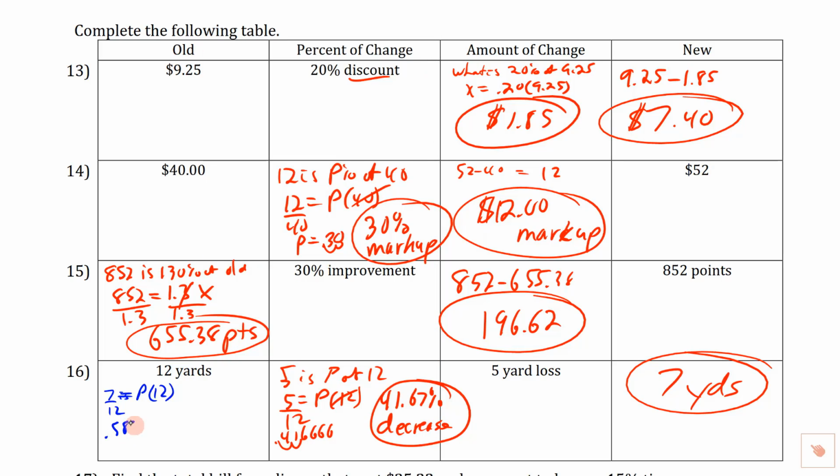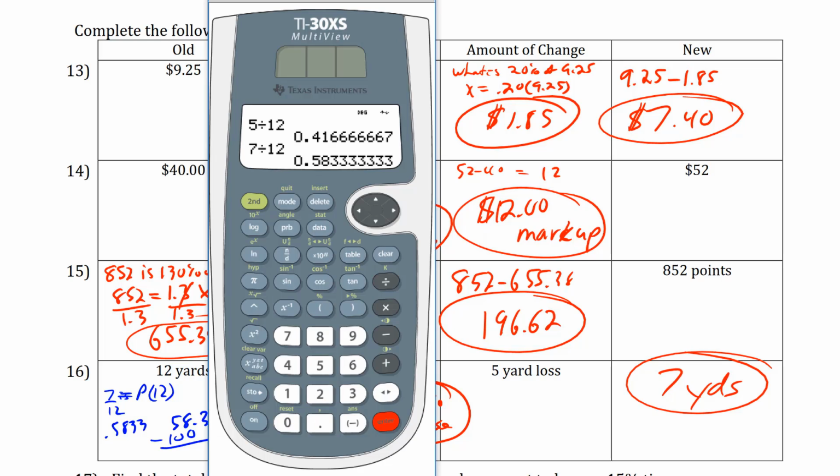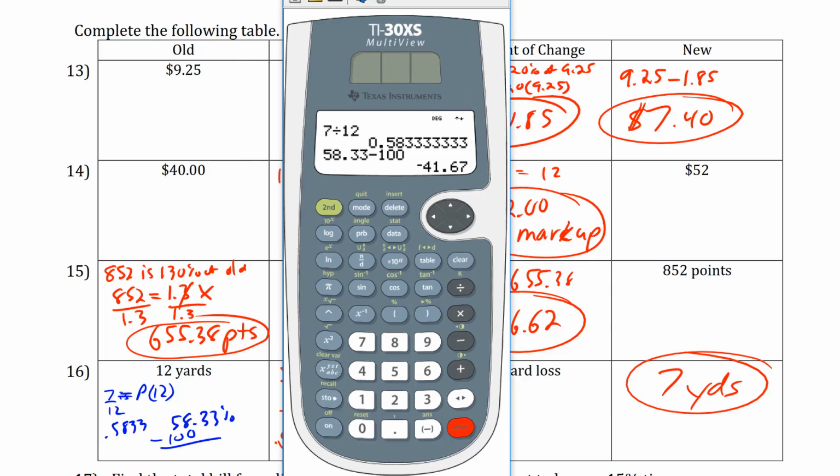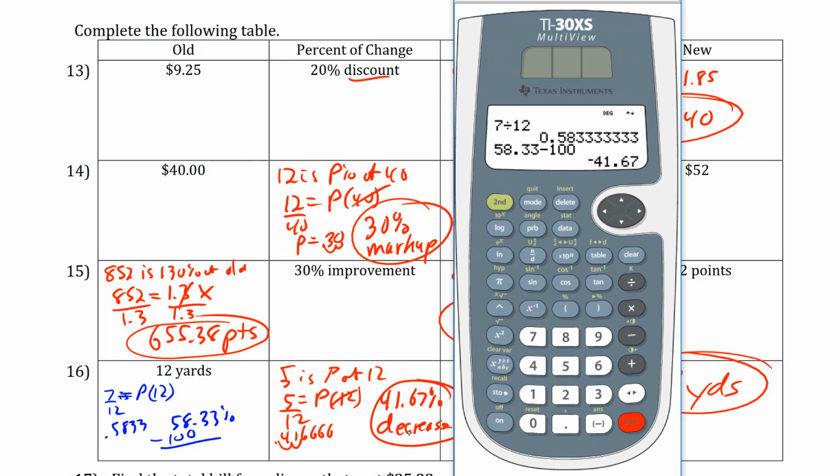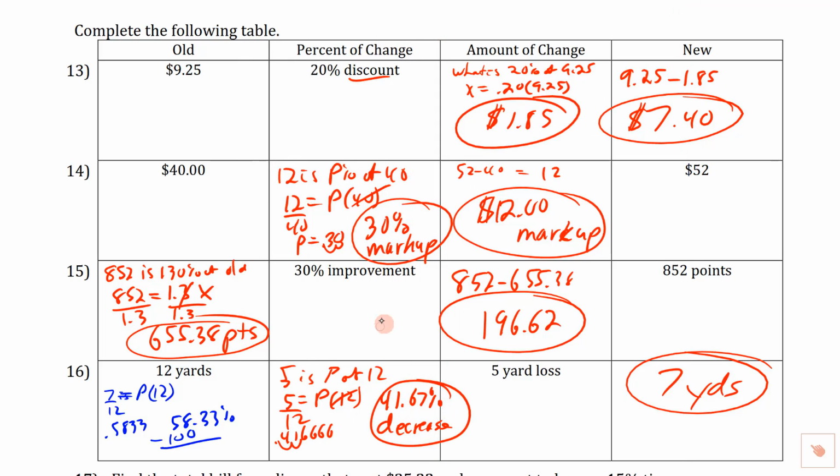So 0.58333, move the decimal over, so it's going to be 58.33%. This is 58.33% of 12. Well, remember, we're always comparing to the original, so watch what happens if I take that 58.33, and I subtract 100% of the original. 41.67, and notice that it's negative. So this is kind of like having an increase or decrease problem, just kind of embedded in here, okay?